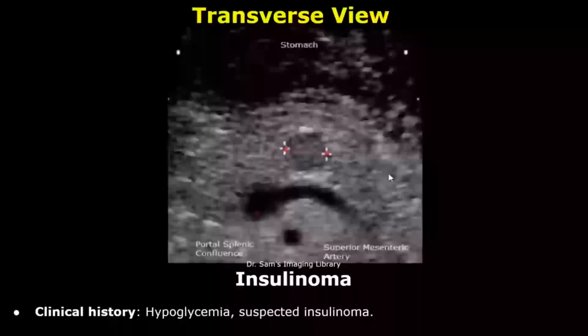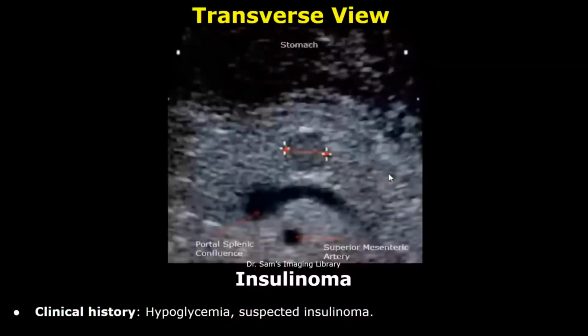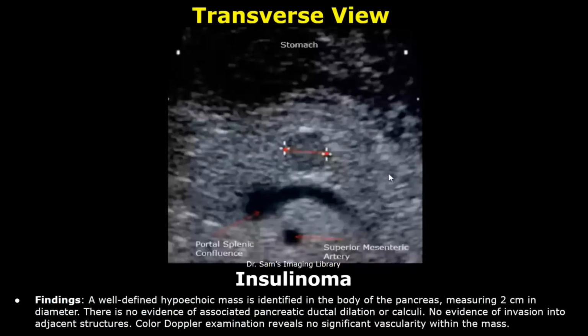Now we will look at insulinoma. It has a somewhat specific clinical history which will include hypoglycemia. These are the findings for this example. A well-defined hypoechoic mass is identified in the body of the pancreas, measuring 2 centimeters in diameter.